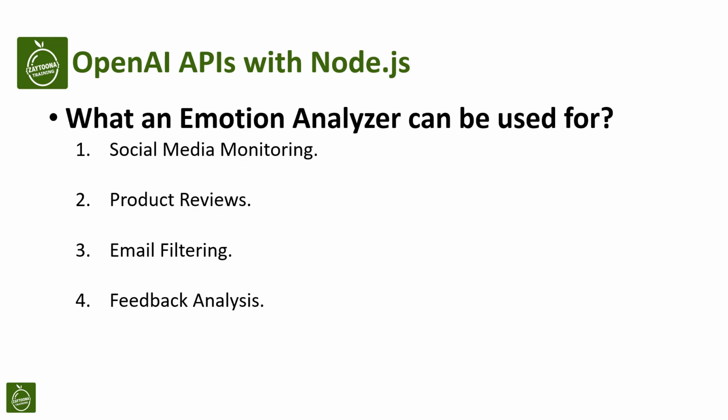Email filtering. For example, customer support teams could use this application to prioritize the processing of customer emails based on their sentiments. This would help them address the most critical issues first.